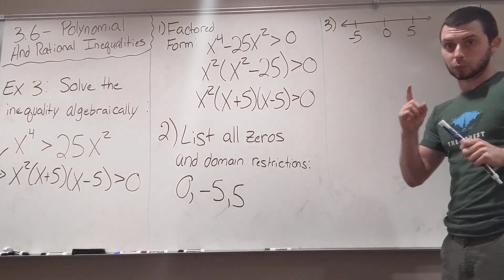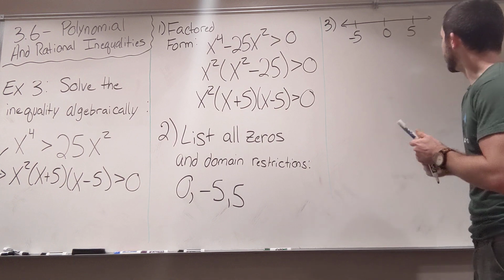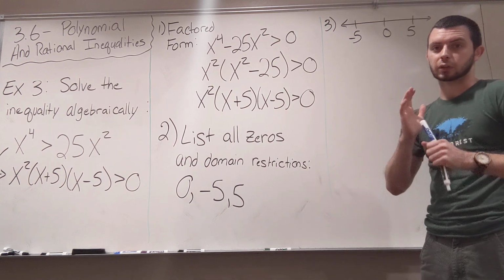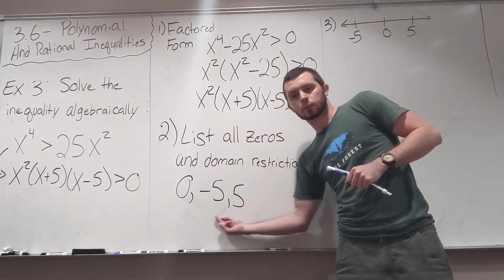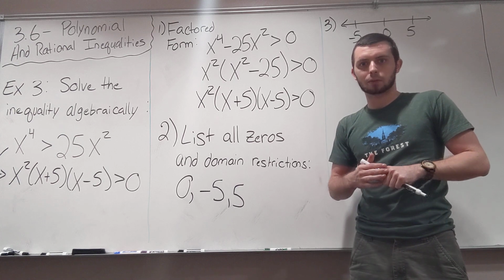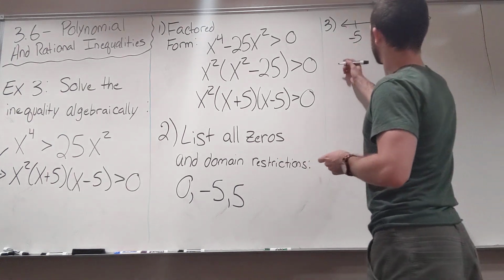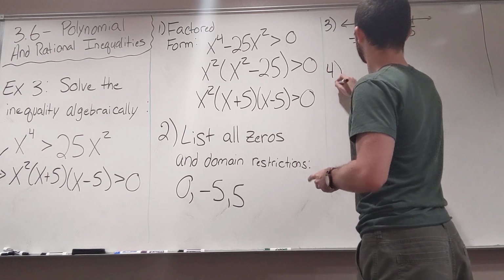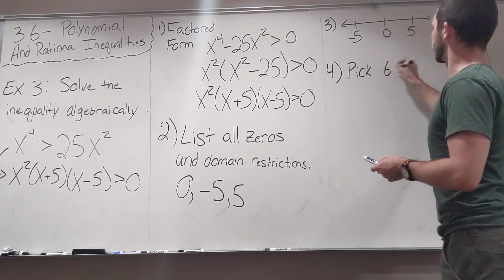The first thing you have to do with this method, that I'm going to explain, is pick a number that is larger than all the numbers you found in step 2. What's a number that's larger than 0, negative 5, and positive 5? Well, let's pick 6. So here, we're going to pick 6.